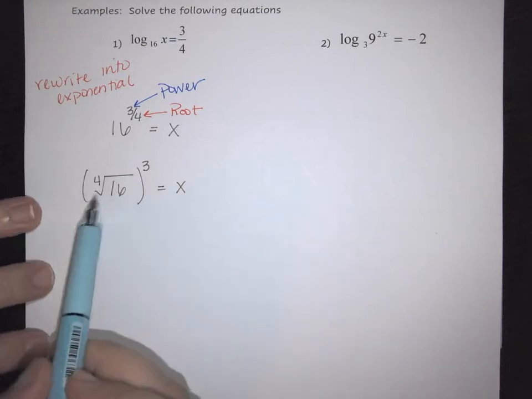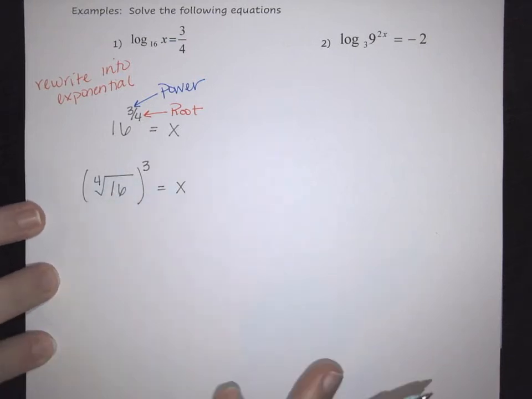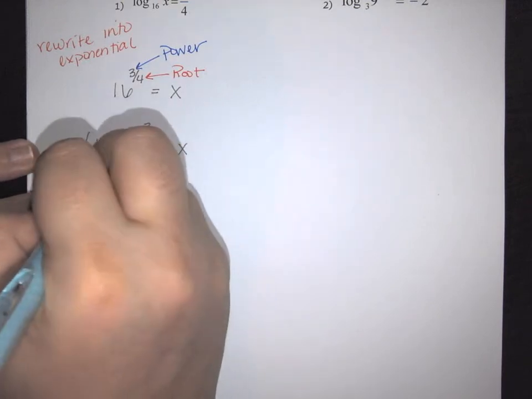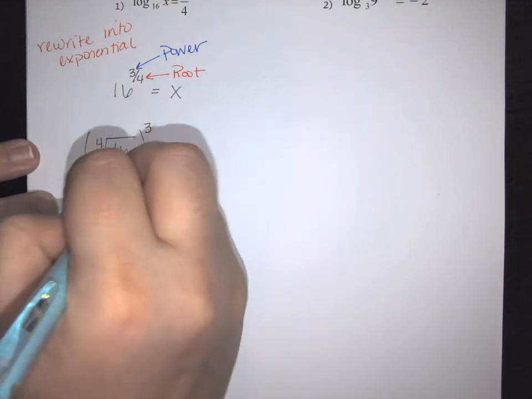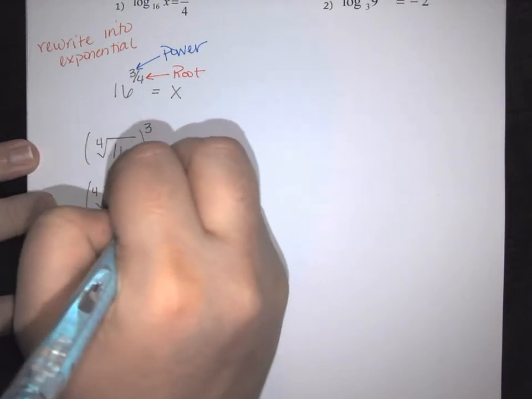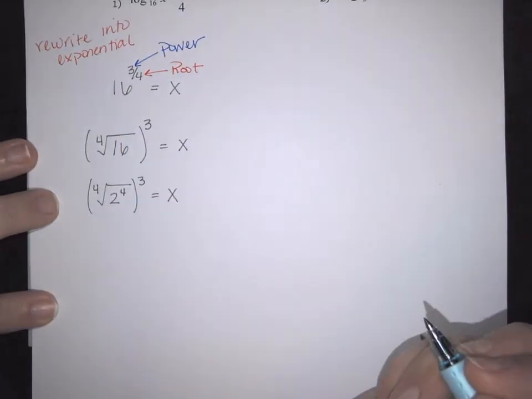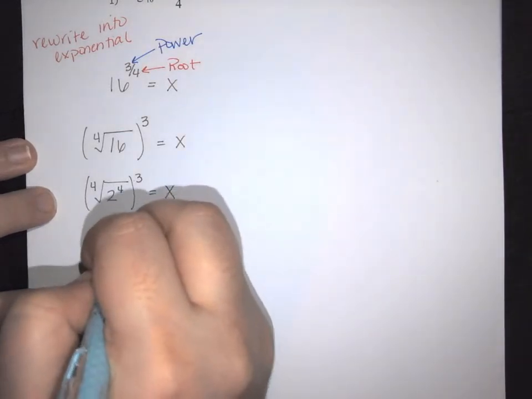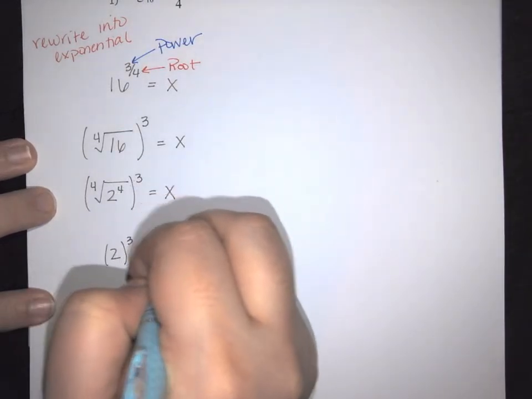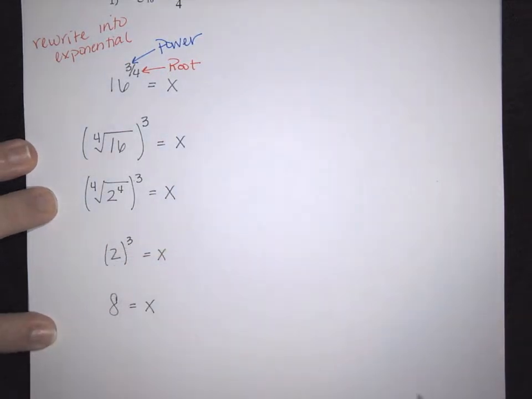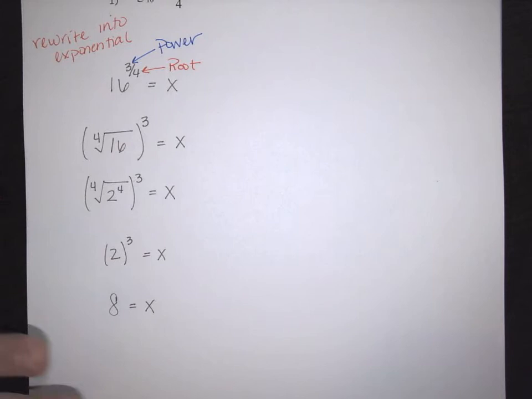Then we're going to do what's inside the parentheses first. The 4th root of 16 becomes the 4th root of 2 to the 4th, cubed, is equal to x. And then this means that you're going to have 2 to the 3rd, which equals x. So we have x equals 8.